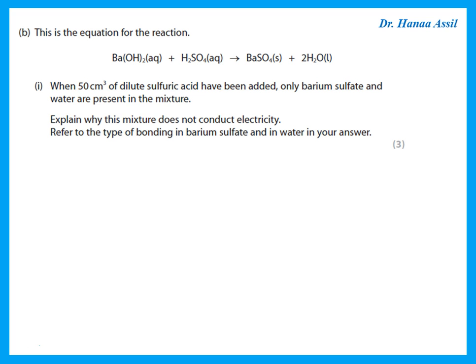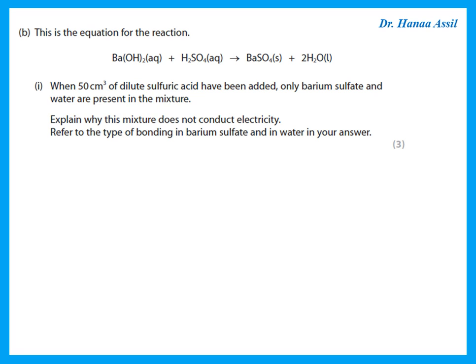This is the equation for the reaction. When 50 cm³ of dilute sulfuric acid has been added, only barium sulfate and water are present. Can you see the barium sulfate? The barium sulfate is a solid. Now, explain why this mixture does not conduct electricity. Refer to the type of bonding in barium sulfate and in water. So in my product, what do I have? I have barium sulfate solid and I have water. And he's telling me this does not conduct electricity.